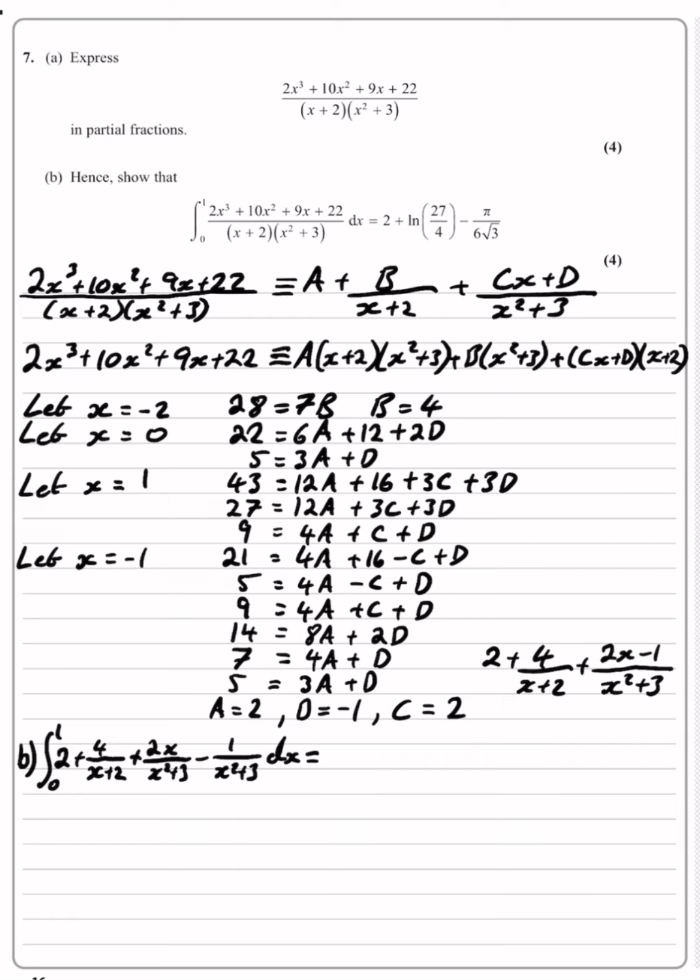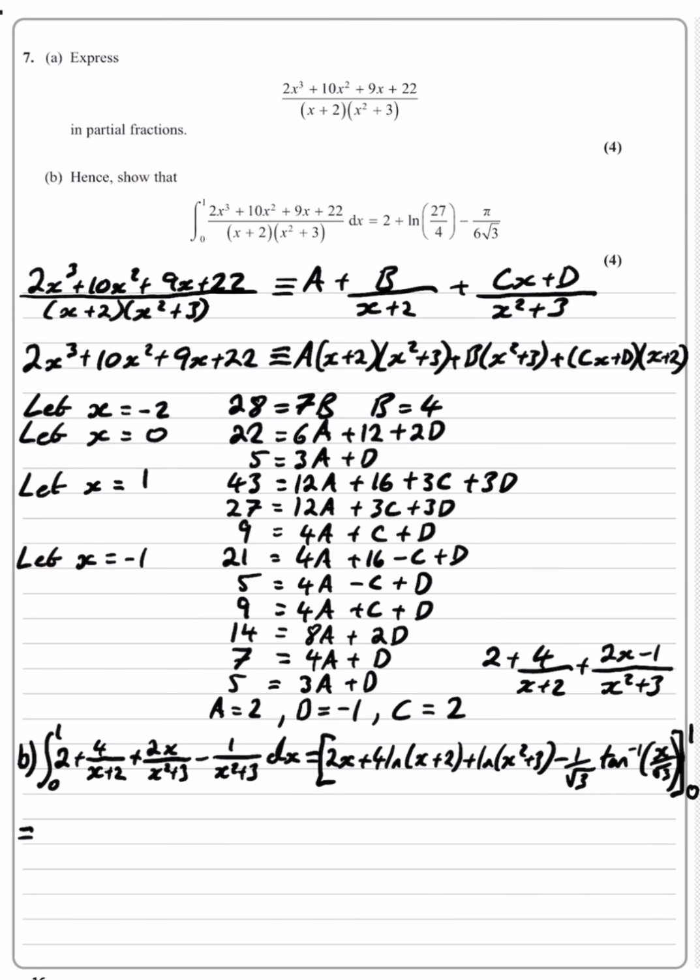2 is going to integrate to 2x. 4 over x plus 2 is going to integrate to 4 lots of the natural log of x plus 2. For the third fraction, the top's the differential of the bottom again, so we can integrate that to ln of x squared plus 3, and the 1 over x squared plus 3 is a standard integral. It's the inverse tan one, where it's x squared plus a squared on the denominator, so a in this case is root 3, so we get 1 over root 3 lots of inverse tan of x over root 3, and we're integrating that between 0 and 1.